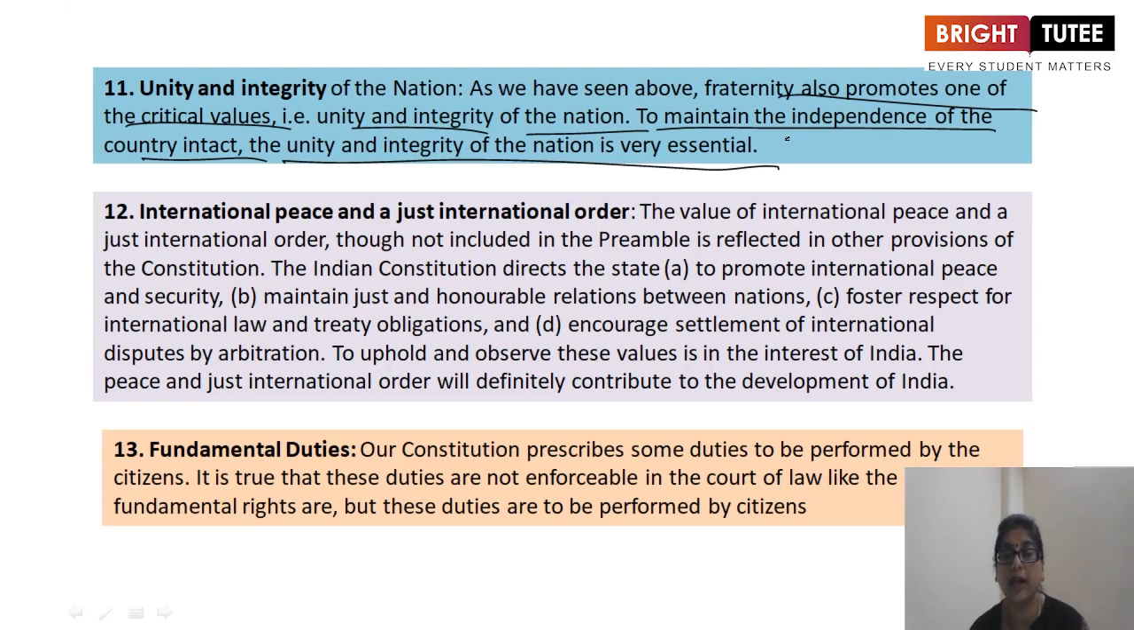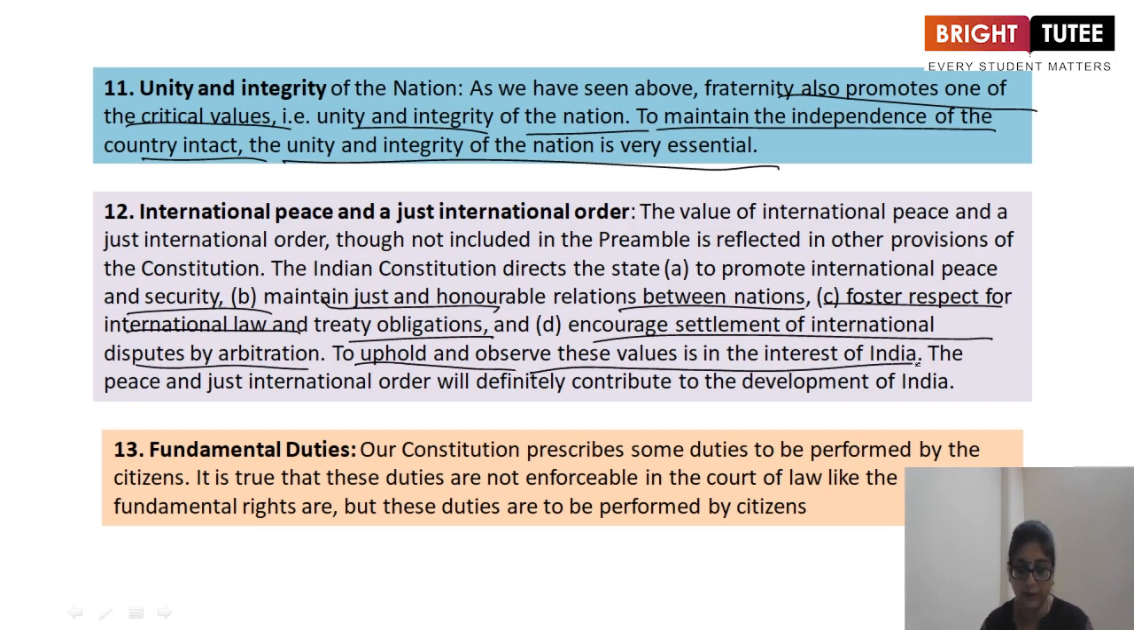The constitution directs the state to promote international peace and security, maintain just and honorable relations between the nations, foster respect for international law and treaty obligations, and encourage settlement of international disputes by arbitration, and to observe these values in the interest of India. Peace and a just international order will definitely contribute to the development of India.